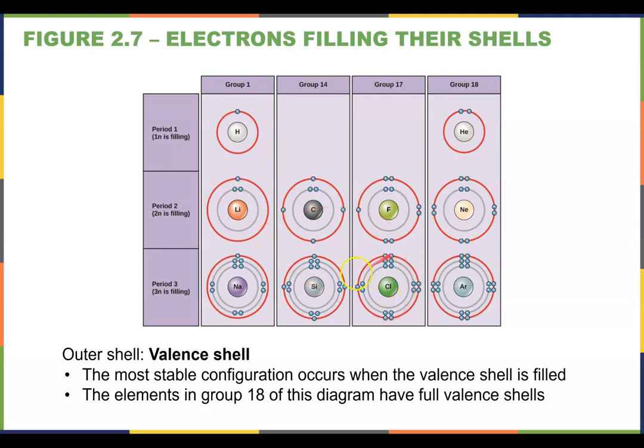All of the elements on the periodic table want to be like a noble gas or an element in group 18, for instance. And so they're going to try to get to that point by gaining or losing or sharing electrons to look like a noble gas. Everybody wants to be a noble gas.